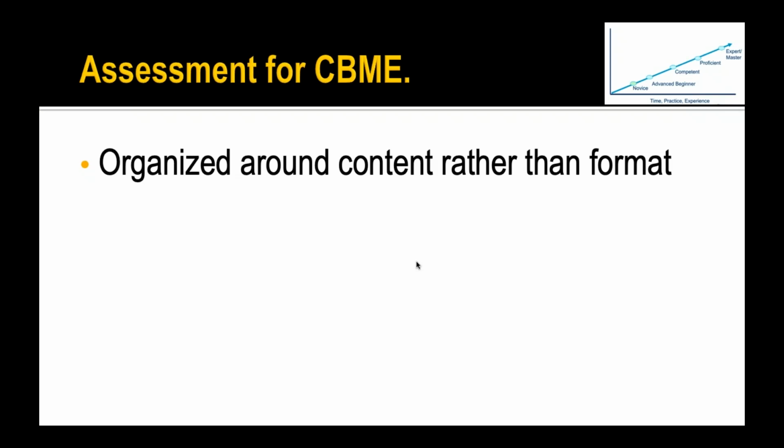So, structure your assessment around content. If you have a long case on CNS, try giving an essay question also on CNS. Try putting MCQs also on CNS. Have a viva on CNS.